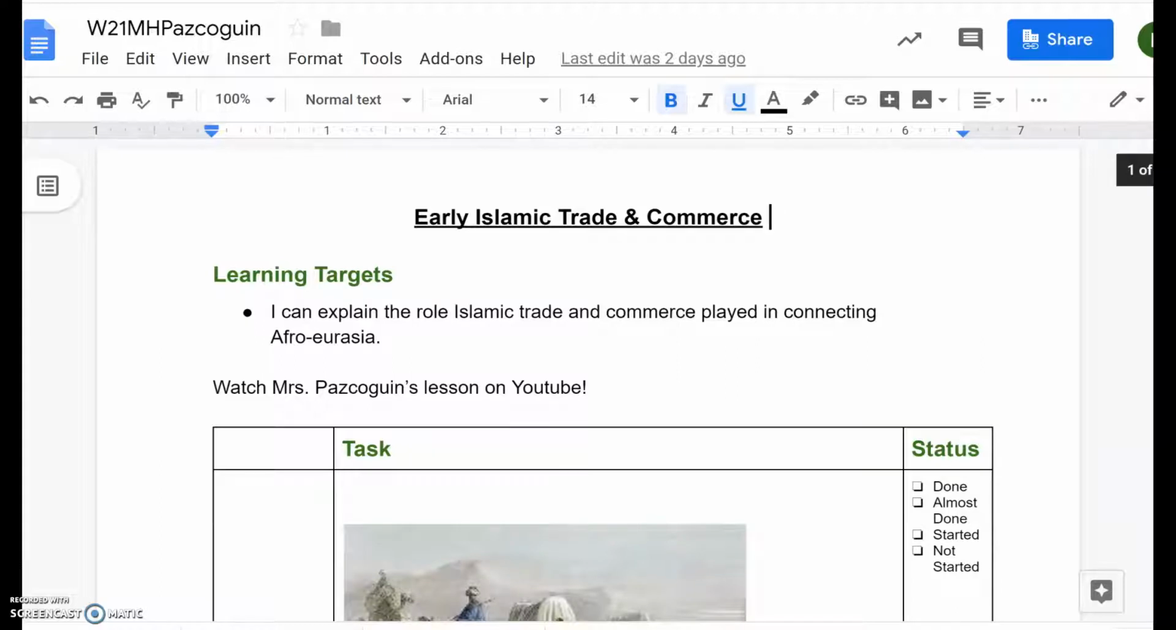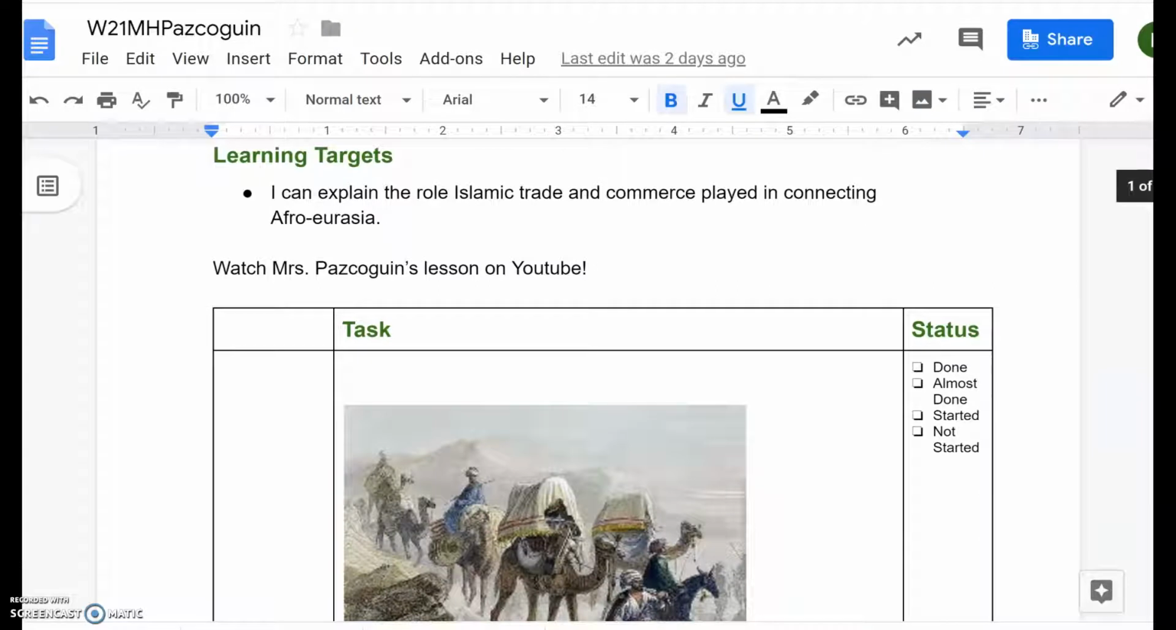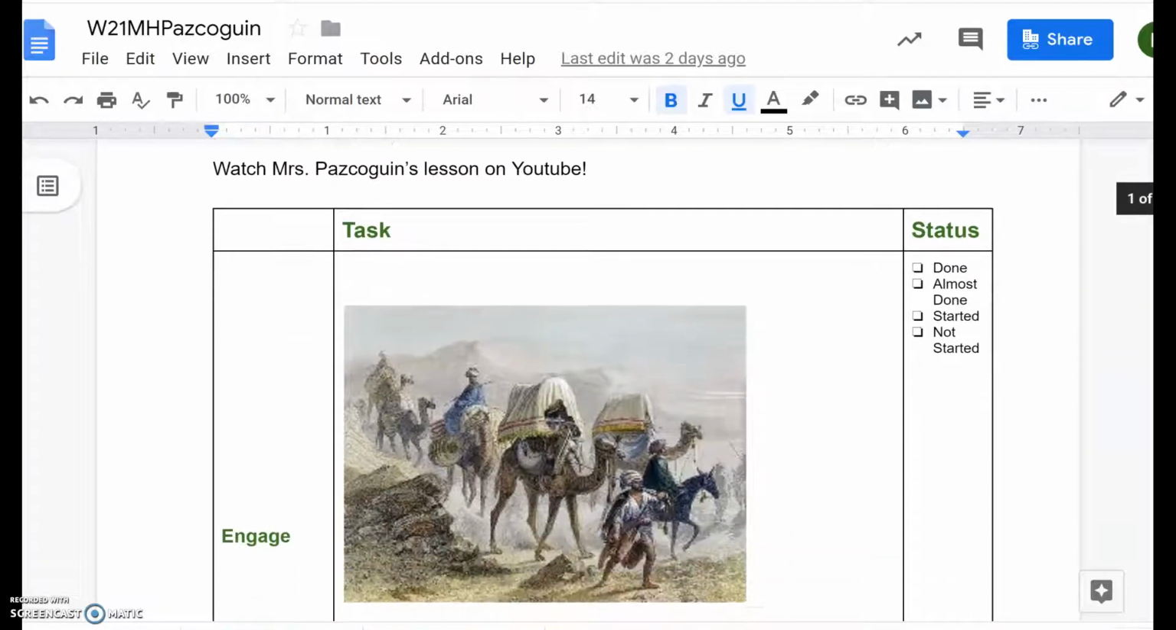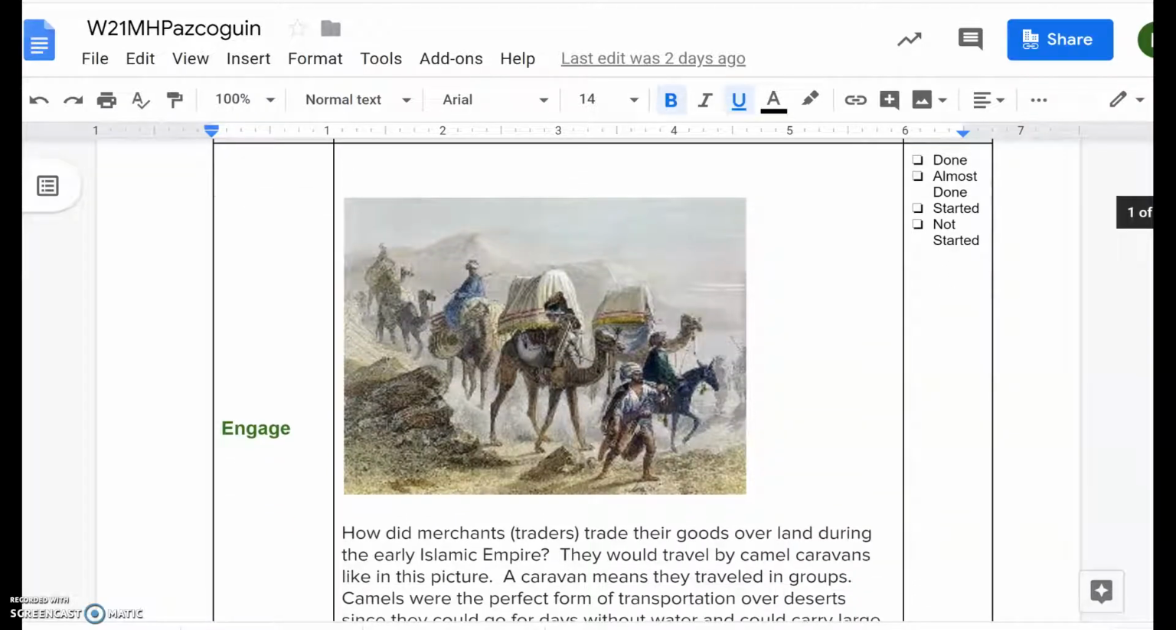And you kind of already know a bit about this when we talked about the Silk Roads. Remember the different trade routes that we talked about? Well, it ties in with this, but we're going to focus more on the Muslims. Remember, Muslims are people who practice Islam, and we're going to talk about how they traded.